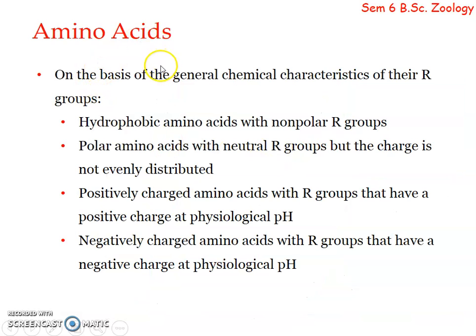Now, it is about the classification. There are different types of classifications based on different criteria, and we'll be learning that in the next presentation.